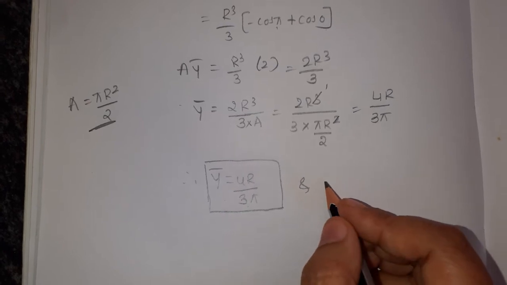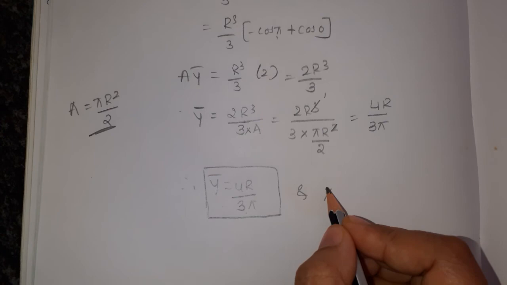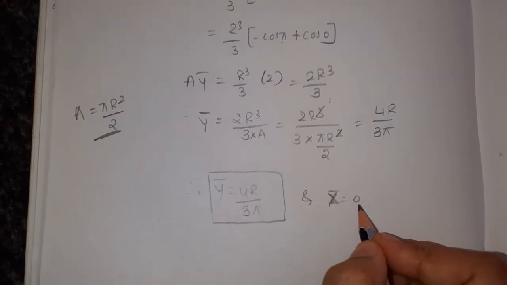Since the semicircle is symmetrical about the y-axis, x bar has become equal to 0.